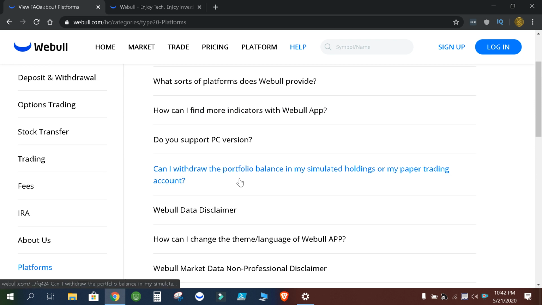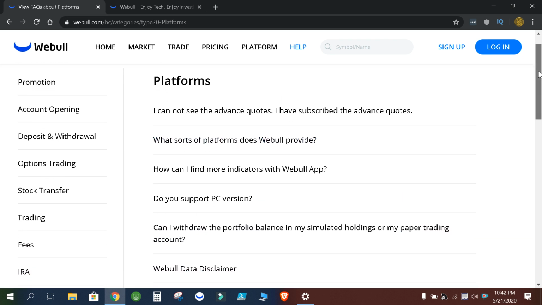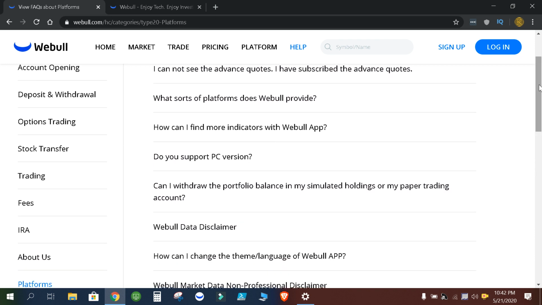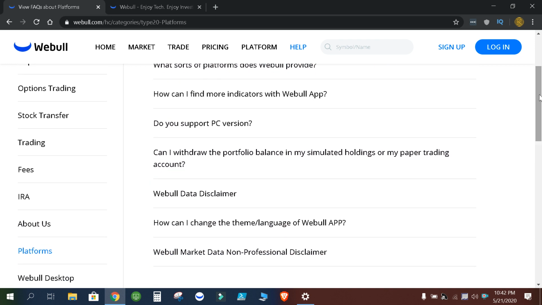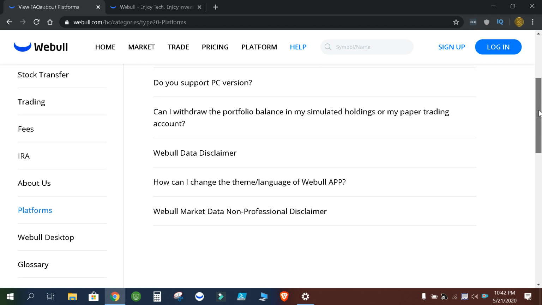Let's see here if I miss anything important. Anything from a platform standpoint, from high level. I think they support Apple and Mac. Actually, Apple and Mac, PC and Apple. All right, the data disclaimer.